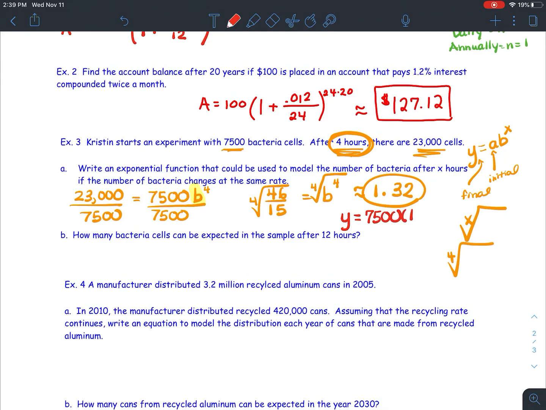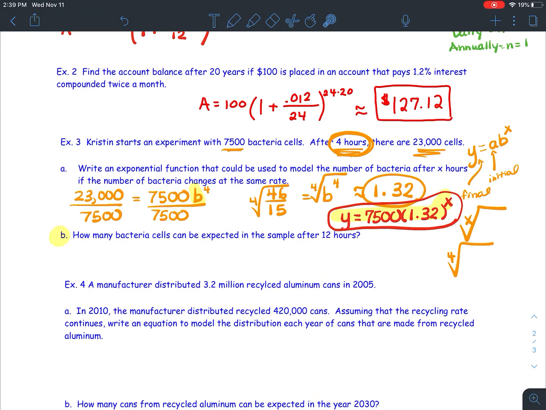I'm going to put the B value in, 1.32. And then I'm going to leave my X, my time, right there. This is my working equation that I'm going to use to answer part B. It wants to know how many bacteria cells could be expected in the sample after 12 hours.